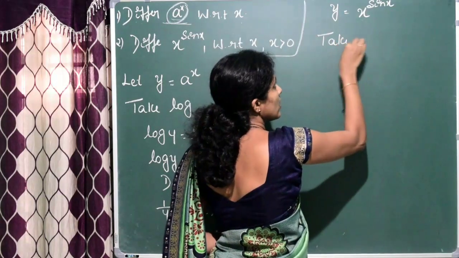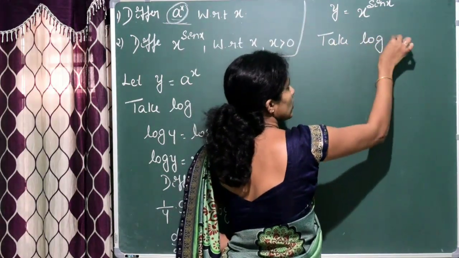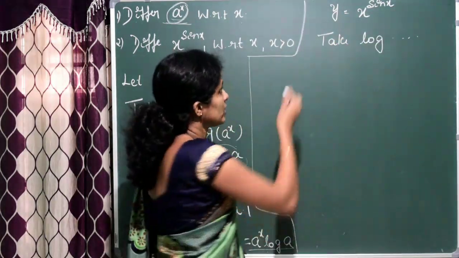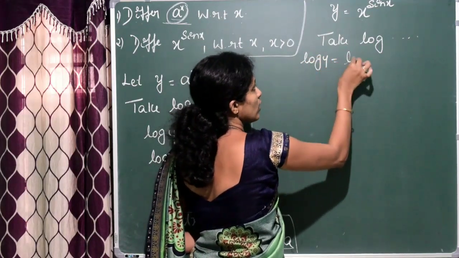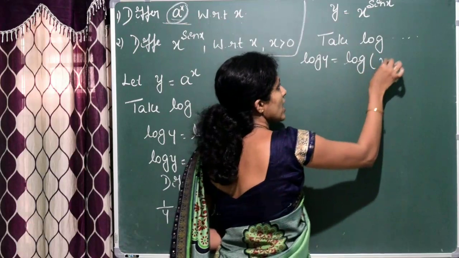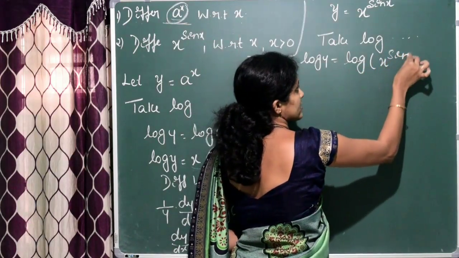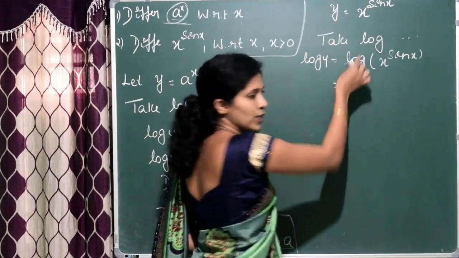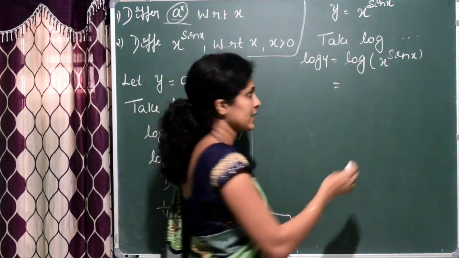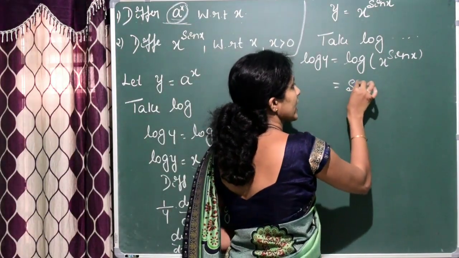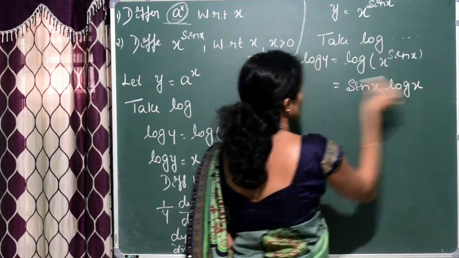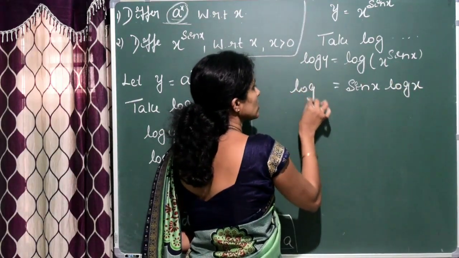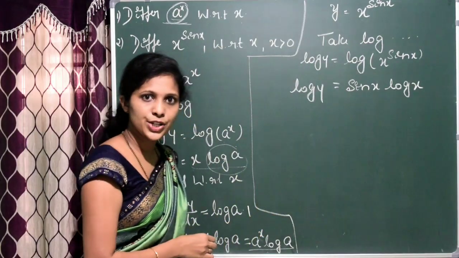So you have to write this, okay? Take log on both sides. So we'll take this one. Now log y is equal to log of x to the power sin x. Now this is equal again it's of the form log m to the power a. So it is equal to sin x into log x. So log y is equal to sin x into log x. Now you have to differentiate with respect to x.